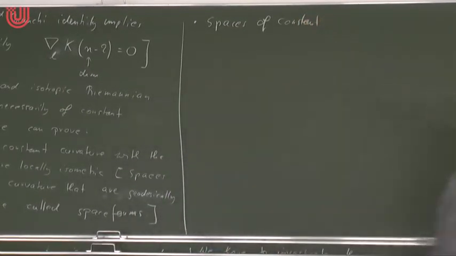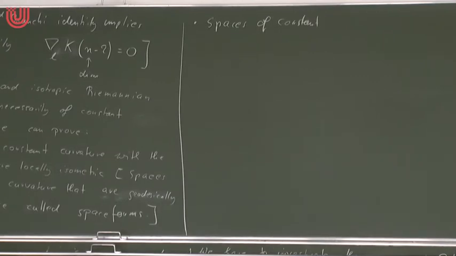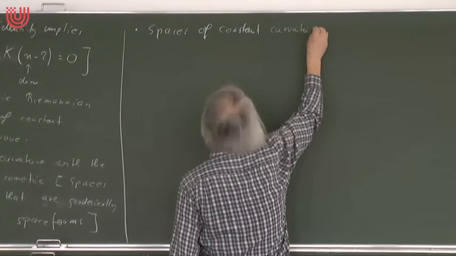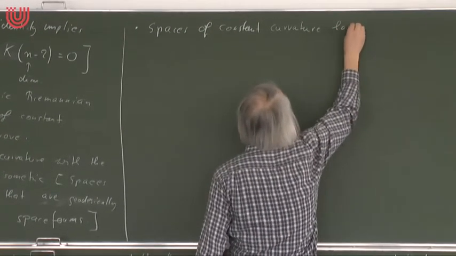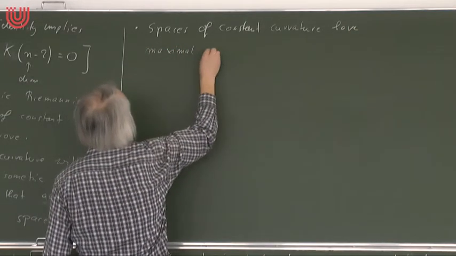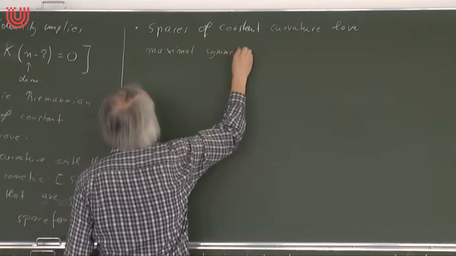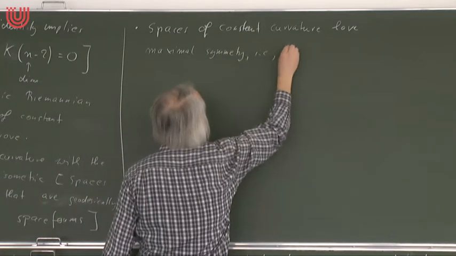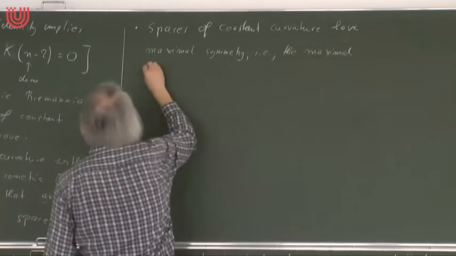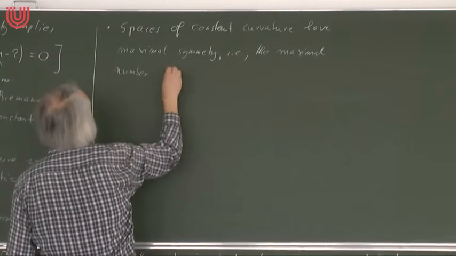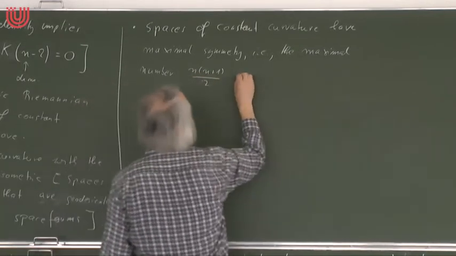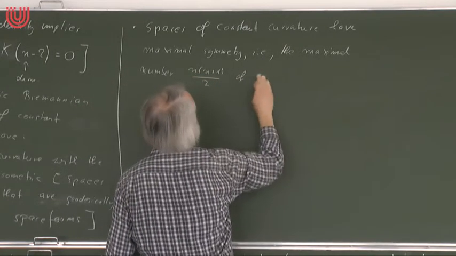Space of constant curvature have maximal symmetry. It's the maximal number, and this is n times (n plus 1) over 2, of linearly independent Killing vector fields.